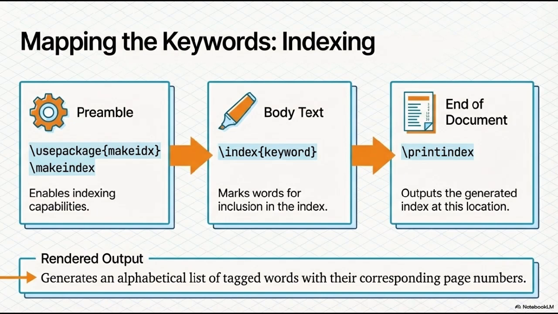First, you load the makeidx package. Then, you add the makeindex command to your preamble. Remember, that's the setup section at the top. Then, as you write your document, you just tag keywords with index your word. Finally, at the very end of your document, you use the printindex command, and it generates the whole thing for you, fully alphabetized with all the right page numbers.